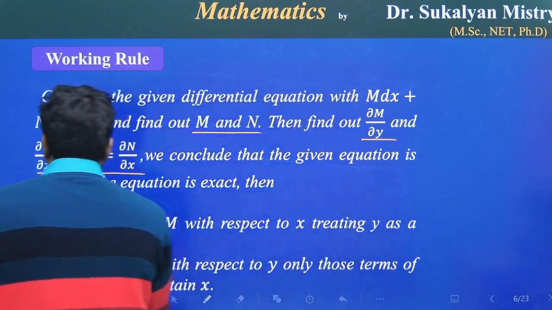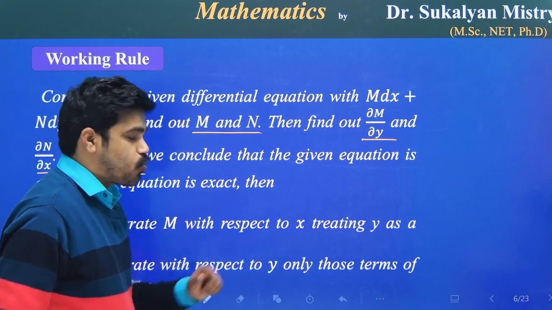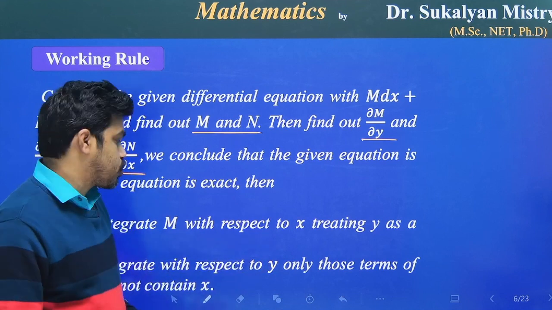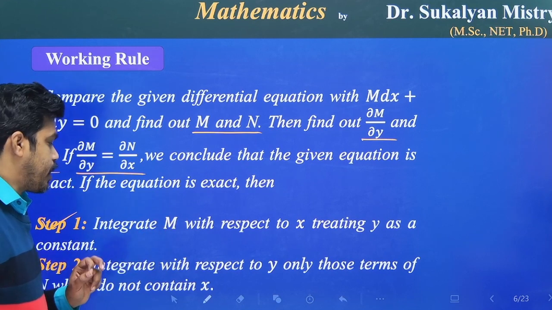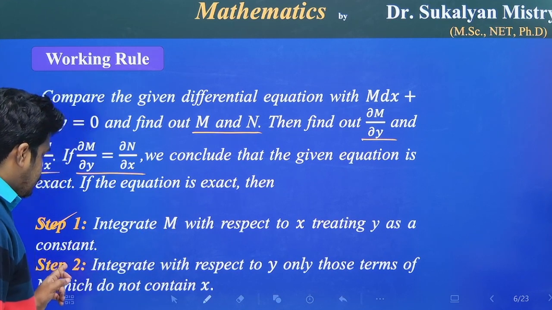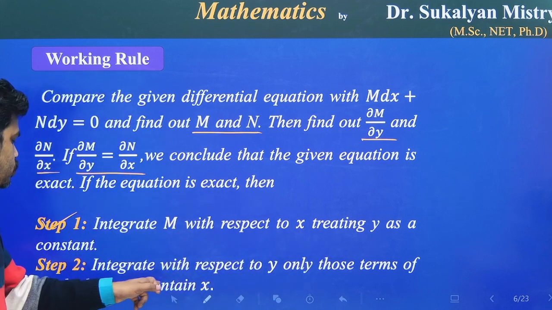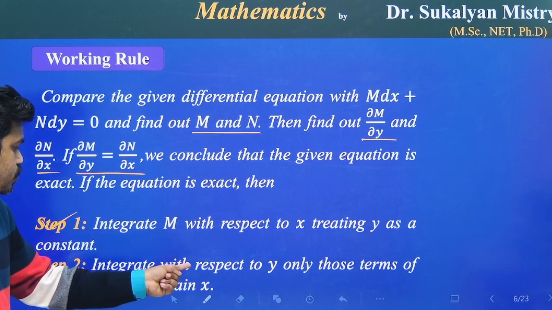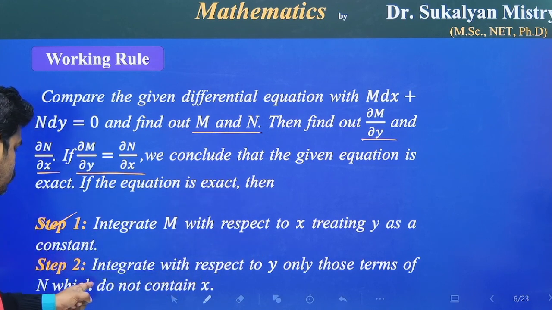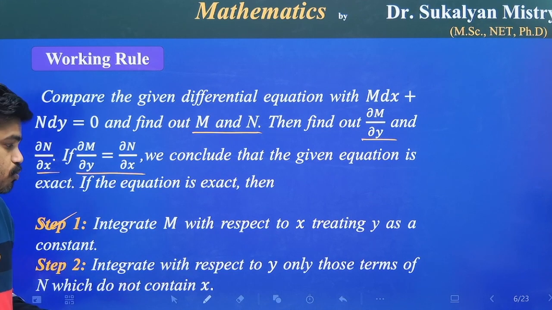So in step 1, what will we do? Integrate M with respect to x, treating y as constant. That means treating y as constant, I will integrate with respect to x. Whom will I integrate? M. Next, step 2: integrate with respect to y only those terms of N which do not contain x. Those terms of N in which x is not present, we will integrate those terms.